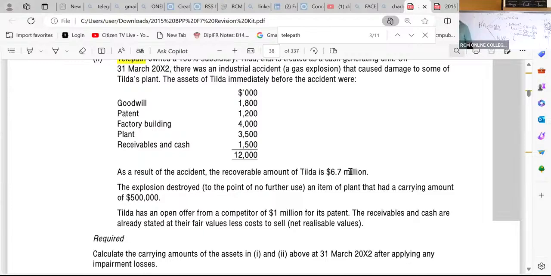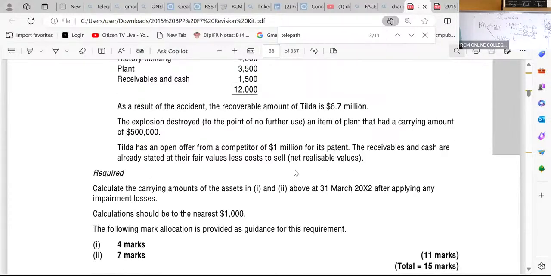The explosion destroyed to the point of no further use an item of plant that had a carrying amount of 500. Tilda has an open offer from a competitor of $1,000, I'm cutting 3 zeros, for its patent. The receivables and the cash are already stated at their fair values less cost to sell, net realizable values. So required, calculate the carrying amounts of the assets in 1 and 2 above at 31st March X2, after applying any impairment loss. Calculation should be to the nearest thousands, and this has really very many marks there.